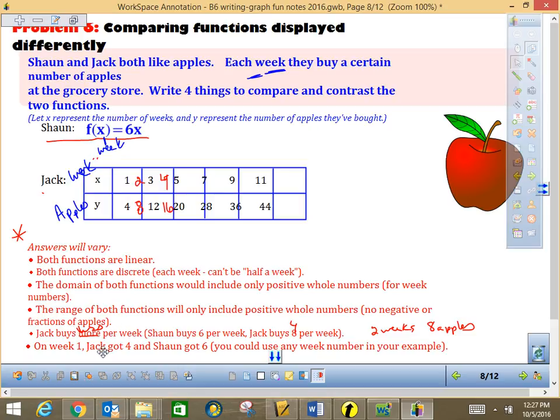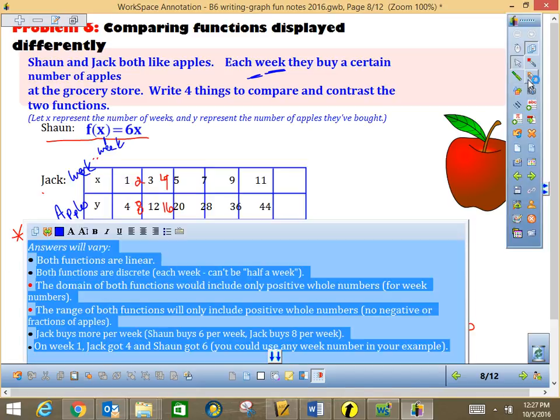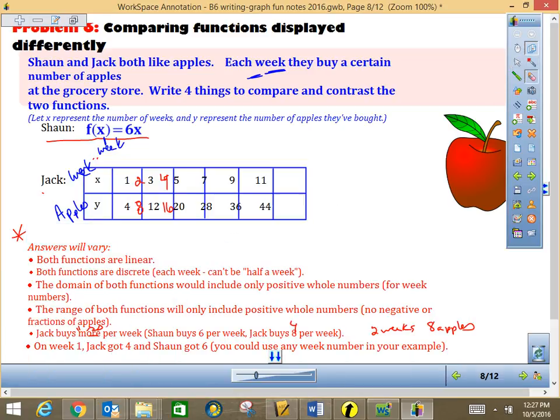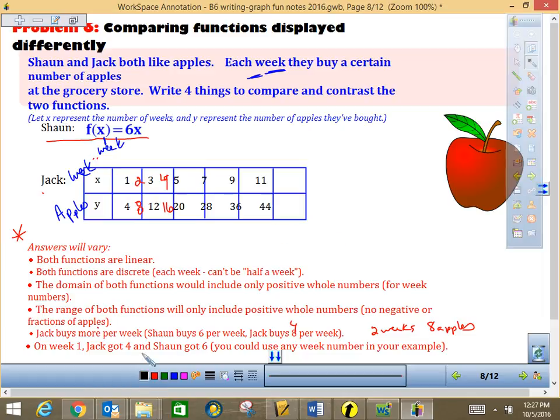And it said originally that Jack buys more apples, but he does not. He buys less apples. Originally they had said Jack has more, but that is incorrect. We know that Jack actually has less apples per week because he had 4 per week, whereas Sean had 6 per week. He did have 8 apples every 2 weeks, but 8 divided by 2 gives us the 4. We can also notice that in the first week, Jack started with 4, and she started with 6. That's another thing you could say.